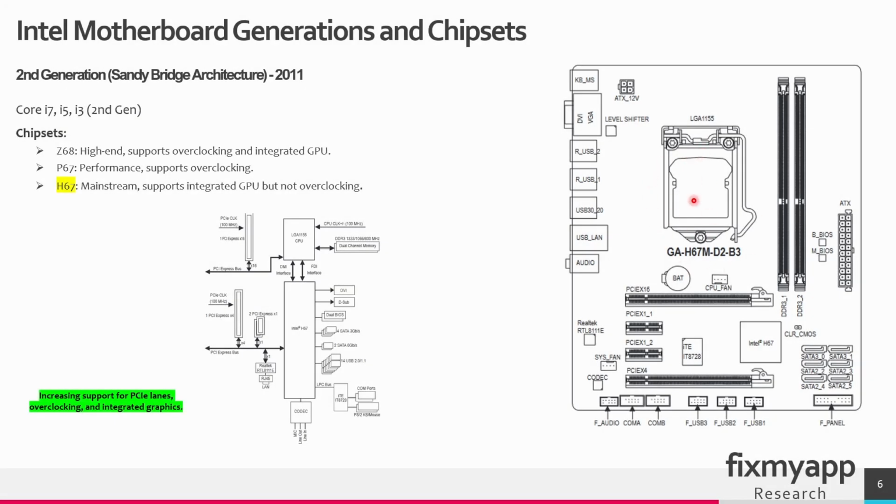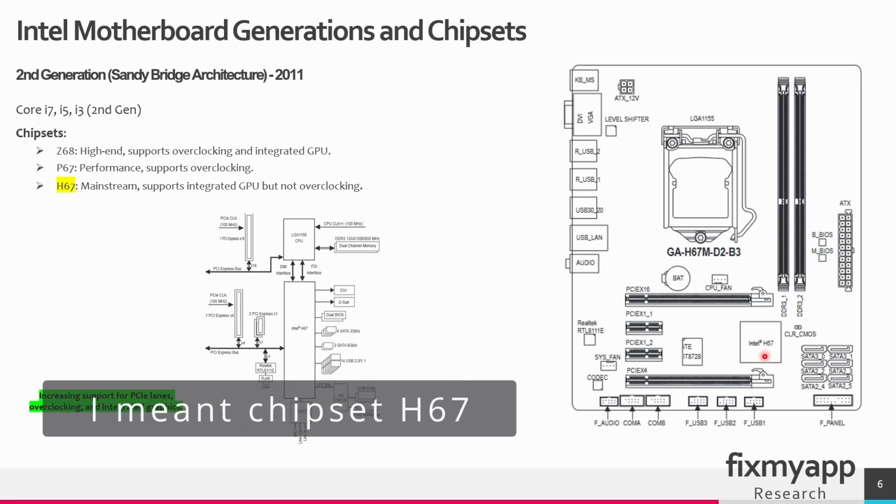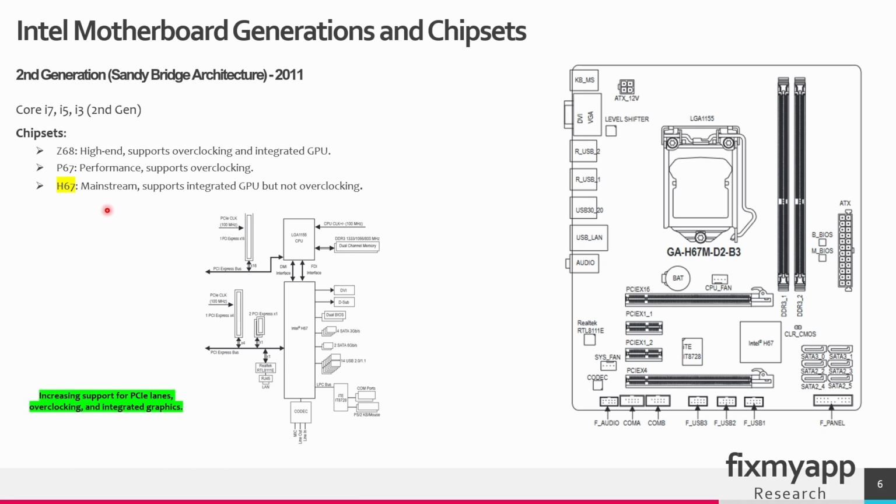This is a second generation motherboard that supports the Intel processor Core i7, i5 and i3. This mainboard implements the H76 chipset. So this is a chipset for the mainstream. When the Intel CPU supports the integrated GPU, then the CPU will generate an image and this image will be sent to your monitor. So this is a good example where you can see how the chipset is implemented on the motherboard.